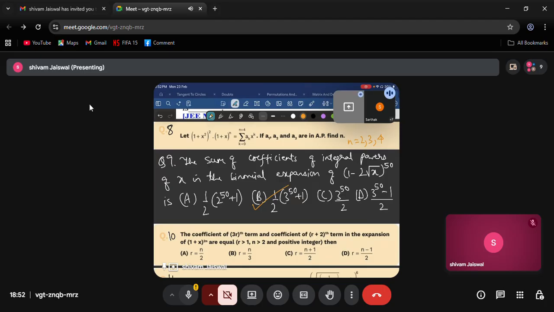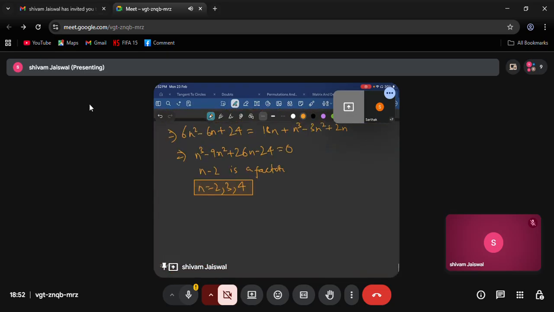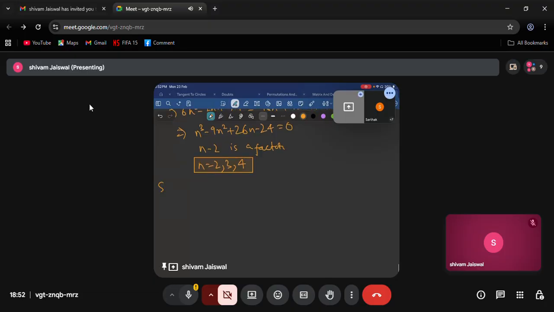The sum of the coefficients of integral powers of x in the binomial expansion of 1 minus 2 root over x whole to the power 50. So, sum of integral coefficients. This is number 9. What is it? 1 minus 2 root over x whole to the power 50.